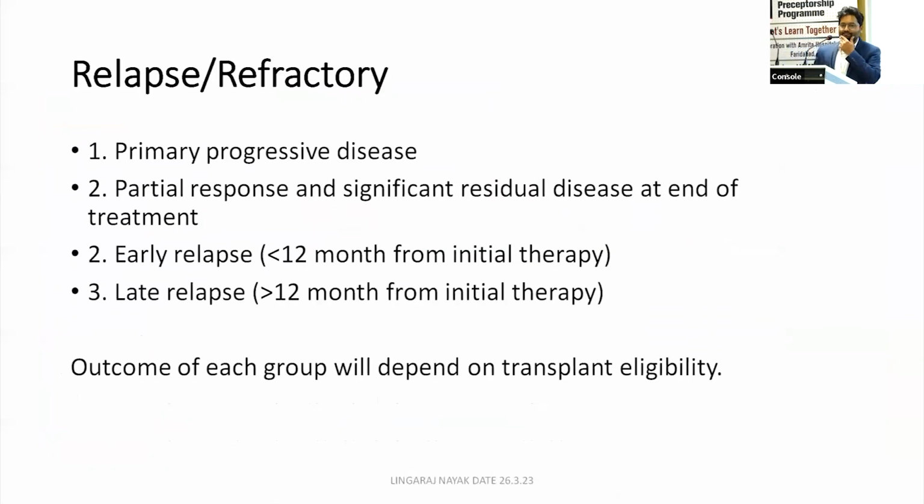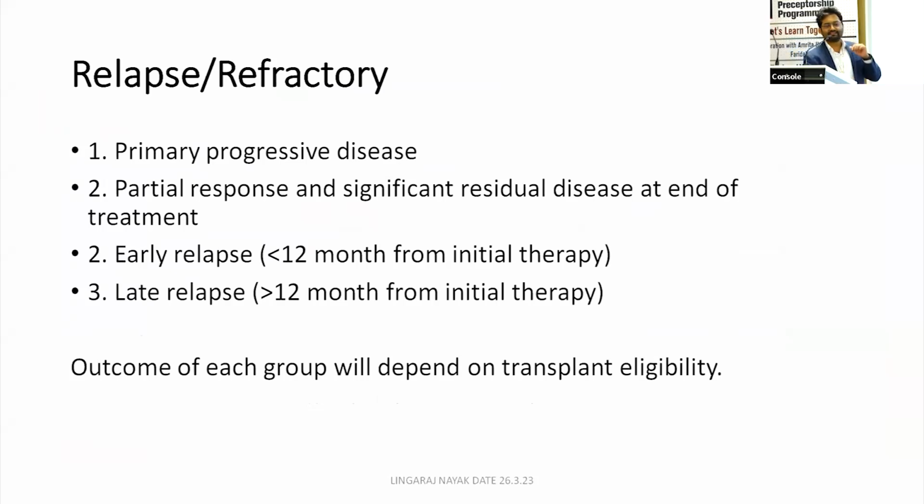Now the important thing is that we can't club together all relapsed refractory DLBCLs. This is the 4 categories that I have enlisted. When you give R-CHOP, a group of patients will have primary progression, right? They are progressing when you do a PET scan. The second group will have a partial response but significant disease at the end of 6 cycles. The third category is they are in CR but relapse within a year. And the fourth category is they relapse after a year. So these are the 4 important categories.